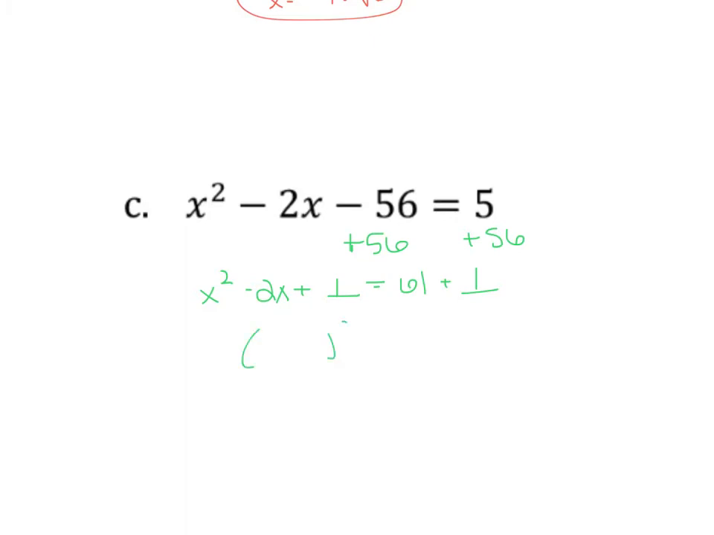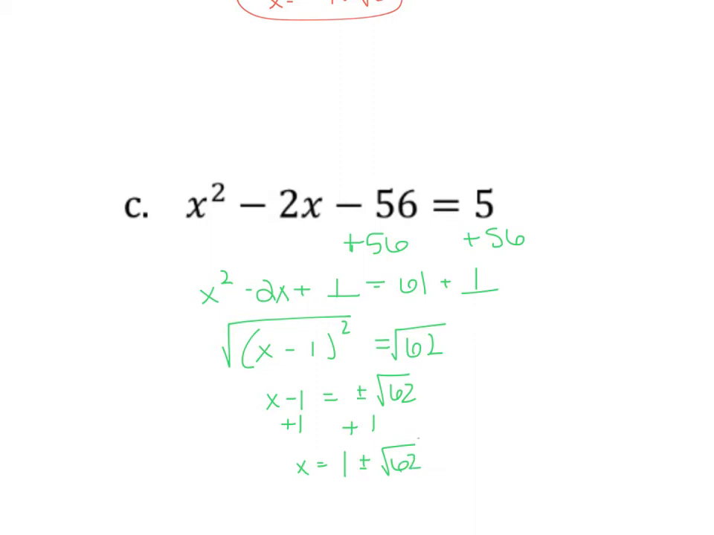I'm going to factor this left side, looking for two numbers that multiply together to give us 1 and add together to give us -2. So it's -1 and -1. So I can write it as x minus 1 squared. I'm trying to solve for x, so I'm going to undo the squared by square rooting. So x minus 1 equals plus or minus square root of 62. I cannot simplify the square root of 62, so I'm just going to get x by itself by adding 1 to both sides. I cannot actually add those together, so I'm going to leave it separate as 1 plus or minus square root of 62.